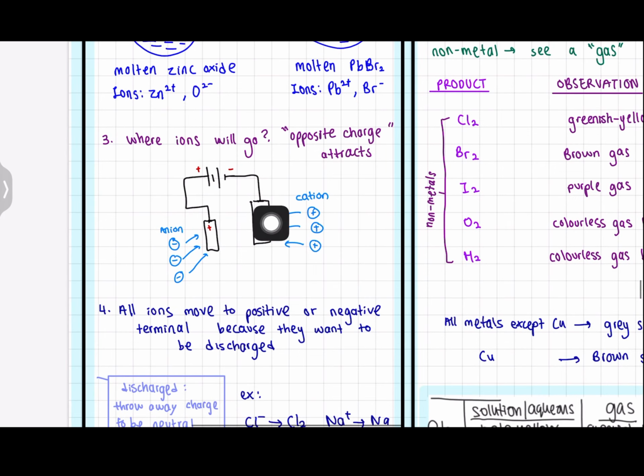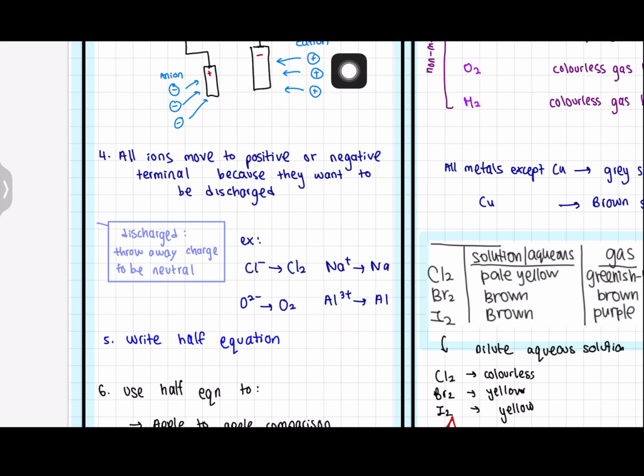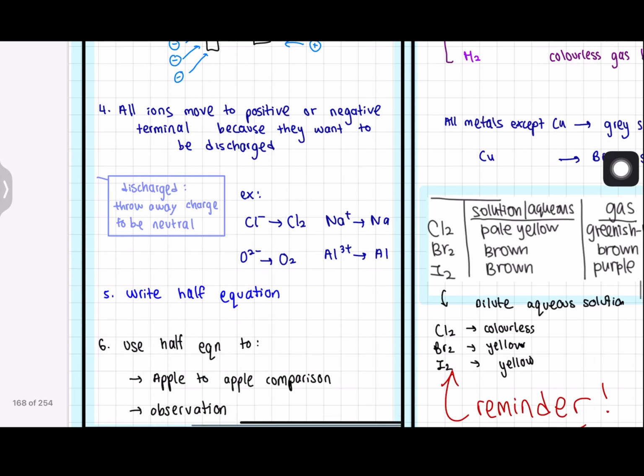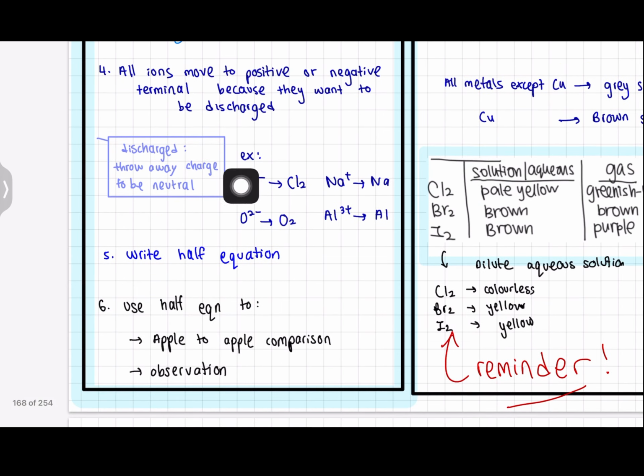So all ions move to the positive or negative terminal because they want to be discharged, because positive and negative equals neutral, right? So discharge basically means they want to be neutral. For example, chloride ions want to go and change into chlorine. Sodium ions want to change into sodium. Okay, so number 5 is to write your half equation.